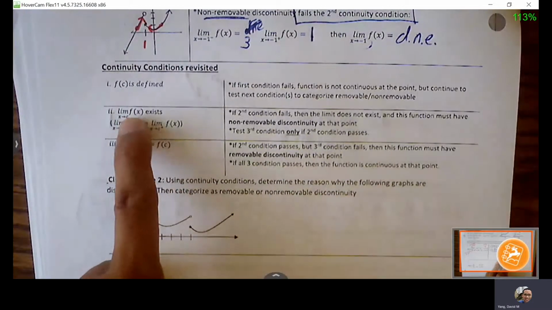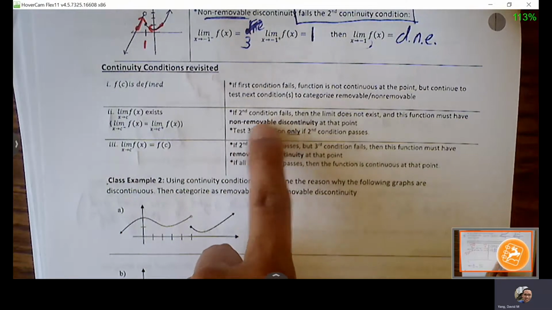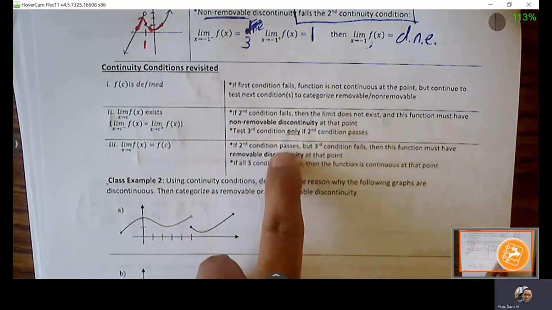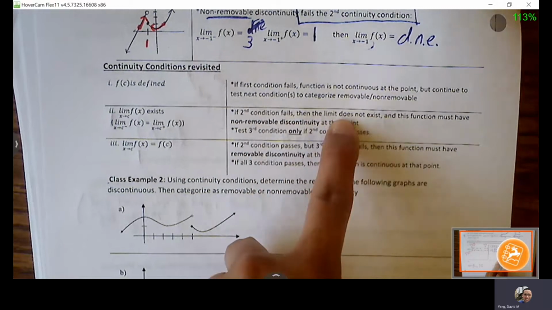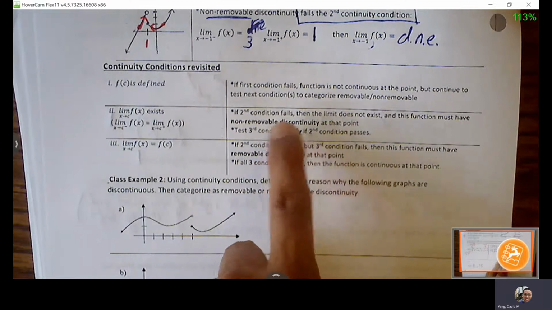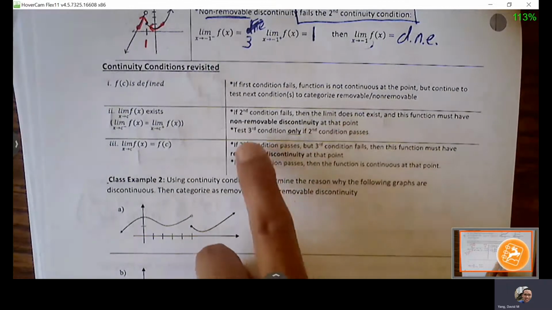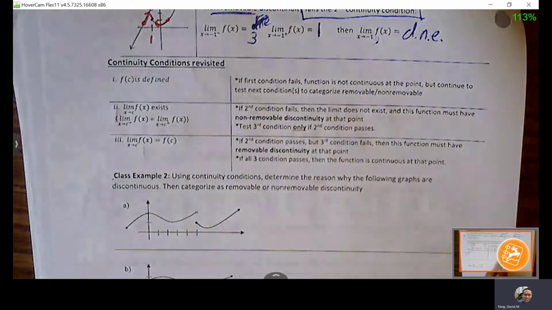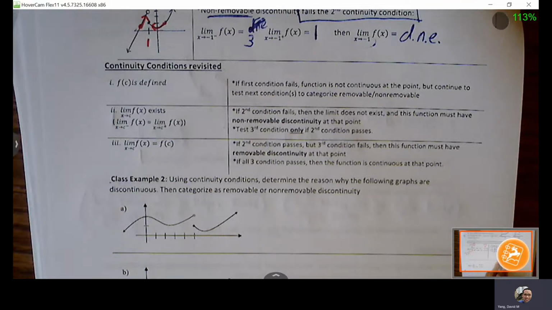So moving on to the second condition, does the limit exist? So we look at the limit. If the limit exists, then great, we move forward. But if the second condition fails, that means the limit does not exist, and therefore we must be dealing with a non-removable discontinuity, and we can stop, and we already know what type of discontinuity we're dealing with. We only look at the third condition if the second condition passes. We never go to the third condition if the second fails. If the second fails, we stop, and we already know our category.